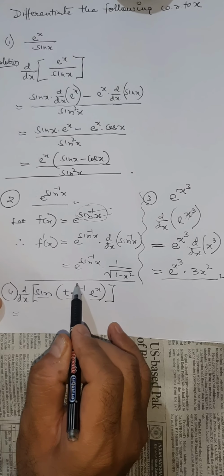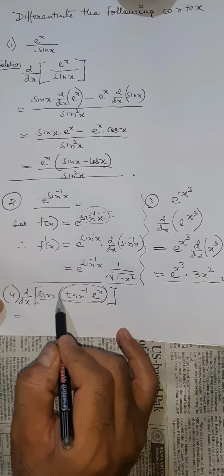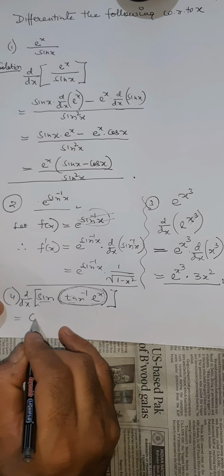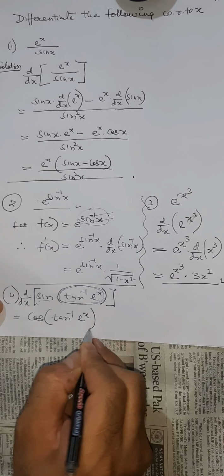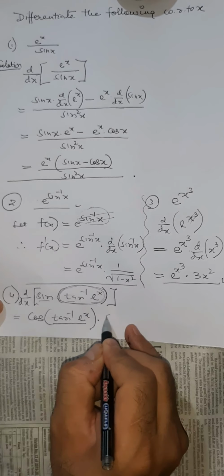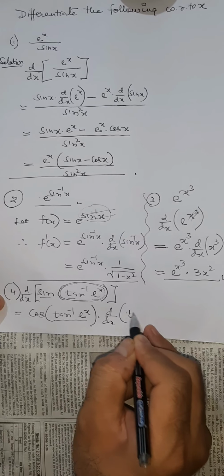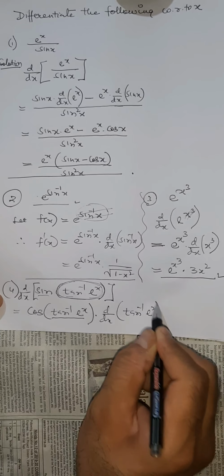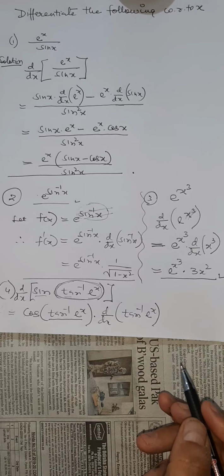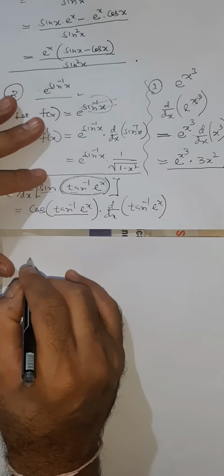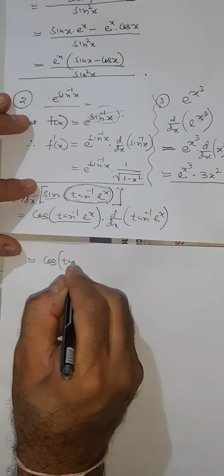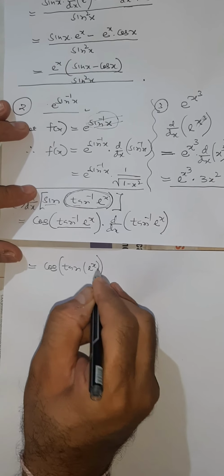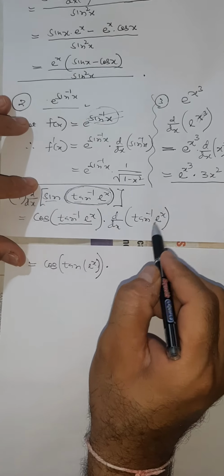So you know the derivative of sin x is cos x. So I'll imagine this as x. So this is cos of tan inverse e raised to x into d by dx of tan inverse of e raised to x. Now in the next step, this is equal to cos of tan inverse e raised to x as it is, into, now imagine this as x.